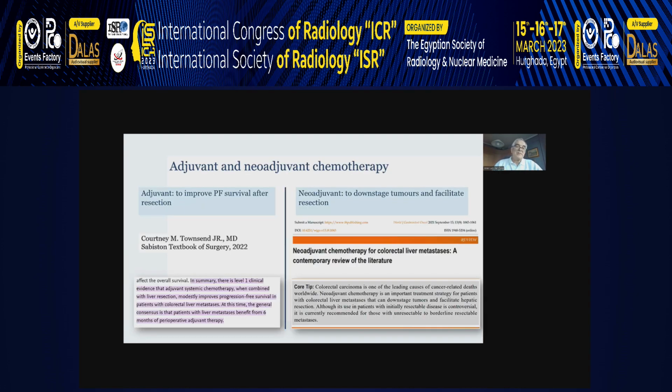Fiducial markers are used especially in two of the techniques we use to treat liver metastases, and these techniques are the adjuvant and neoadjuvant chemotherapy. Both techniques are frequently used in the treatment, especially of colorectal liver metastases. Adjuvant therapy is used to improve patient survival after resection and is very frequently associated to surgery. And neoadjuvant is a different concept in which, in certain patients in which surgery is not possible, using chemotherapy can, in some cases, downstage the tumors and make the surgery possible.